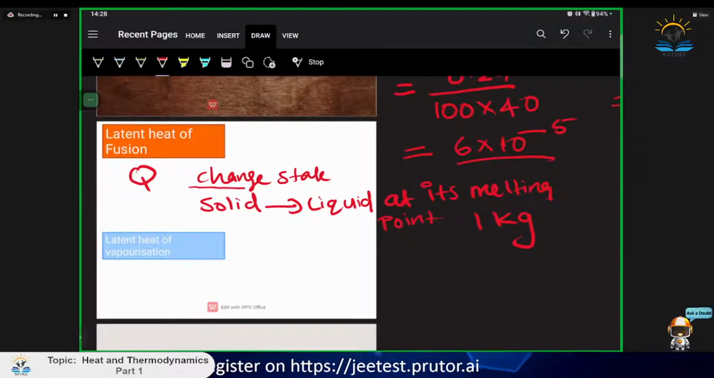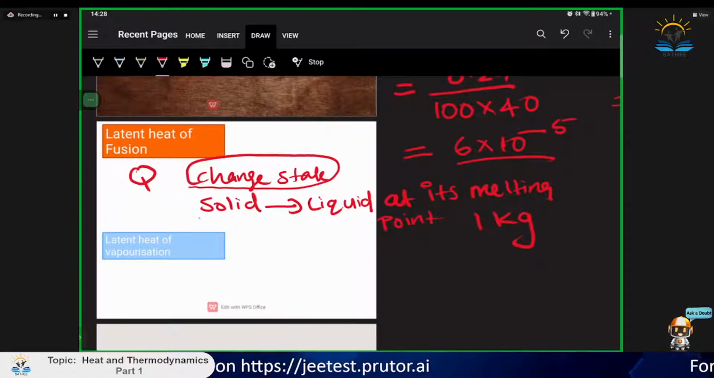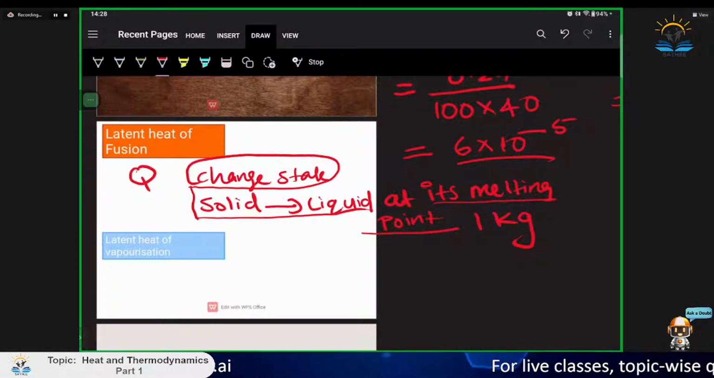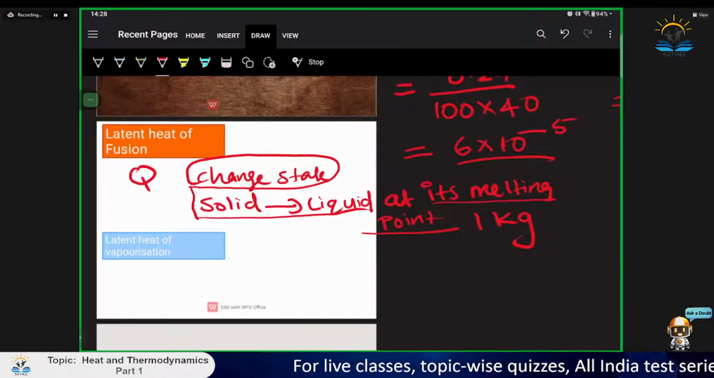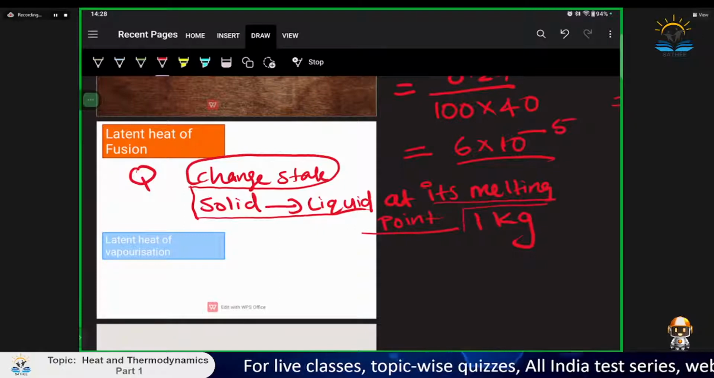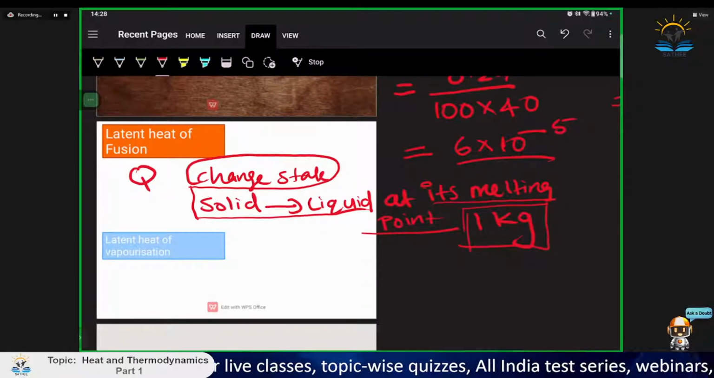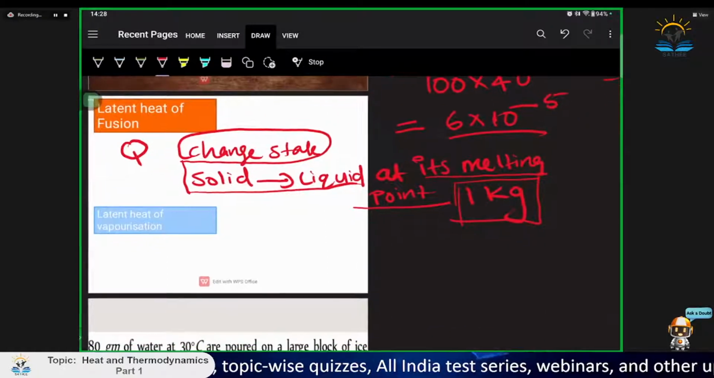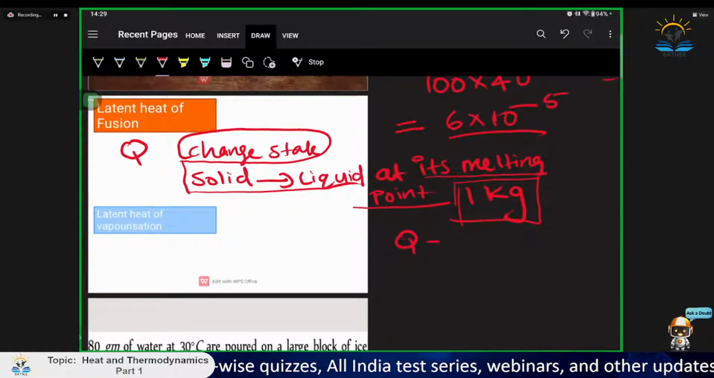Change of state, which one? Solid to liquid. At what temperature? At its melting point. For water or ice, it is 0 degrees Celsius. At its melting point, what is the mass of the substance? 1 kilogram. Okay, so I got an equation: Q is equal to L into M.